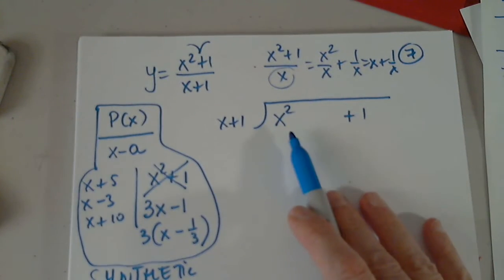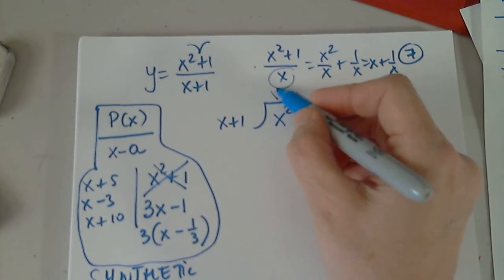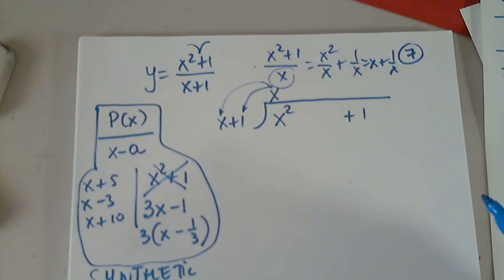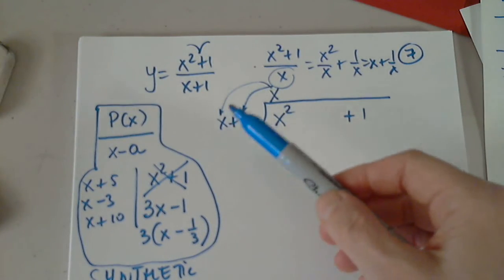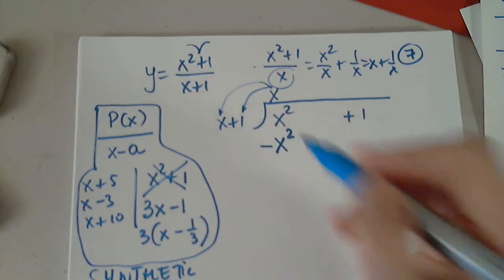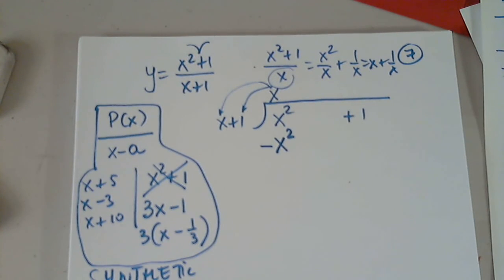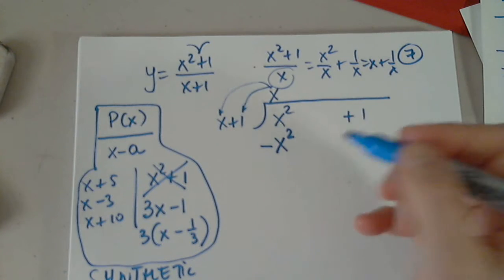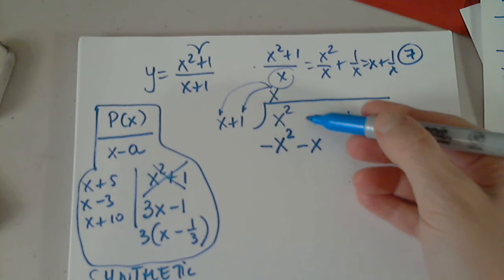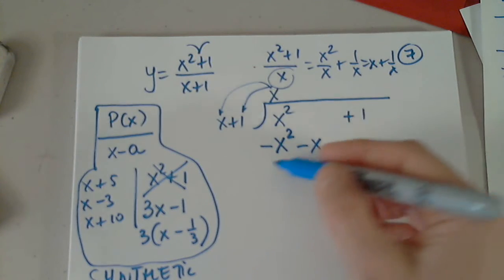So x times what is x squared? The answer is x. But now I have to go back and distribute to both terms. X times x is x squared. I have to change the sign to the opposite sign always before I write. X times 1 is x. I change the sign. I don't have a like term. That's why I needed the space.